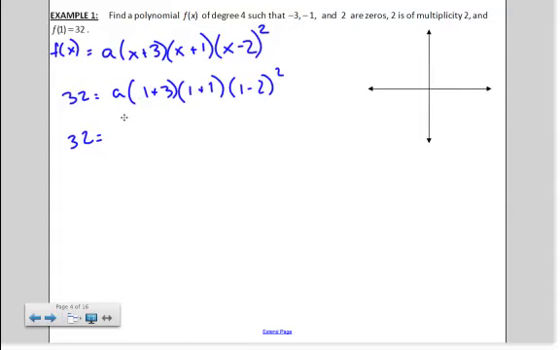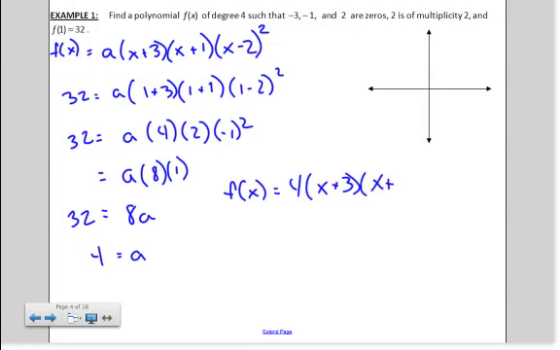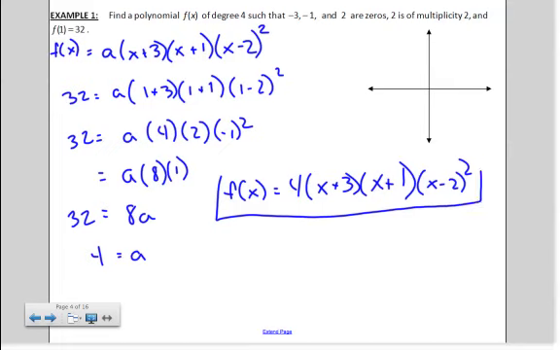So this becomes a times 4 times 2 times negative 1 squared, which becomes a times 8 times 1, which is 8a. So 32 equals 8a, so a equals 4. So our leading coefficient is 4, so f of x equals 4 times x plus 3 times x plus 1 times x minus 2 squared. And that is our polynomial that we were looking for.